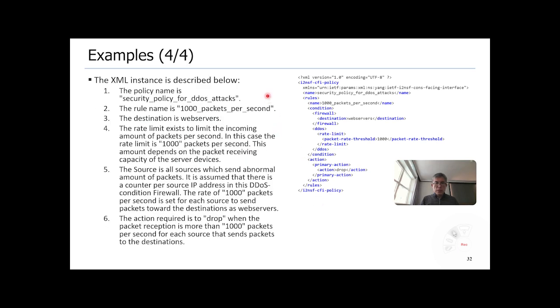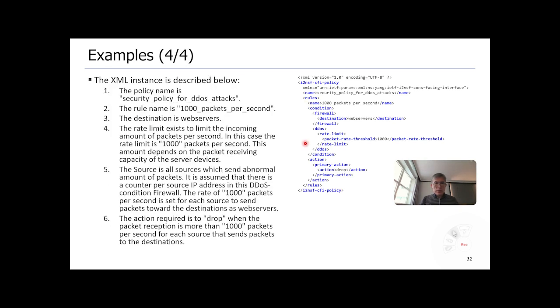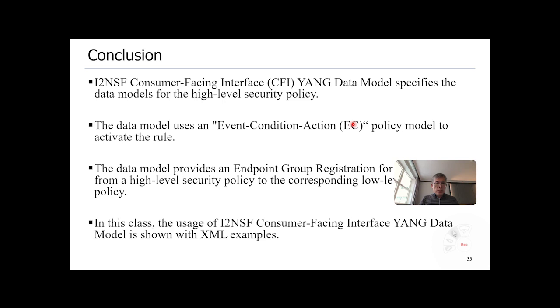And the last example, we already explained, right? This slide explains what I just explained. The web servers are protected: over this rate of 1000 packets per second, the traffic is dropped to protect the web servers.